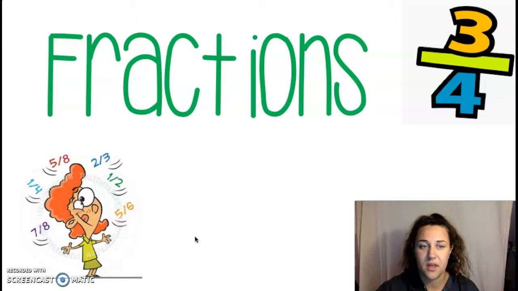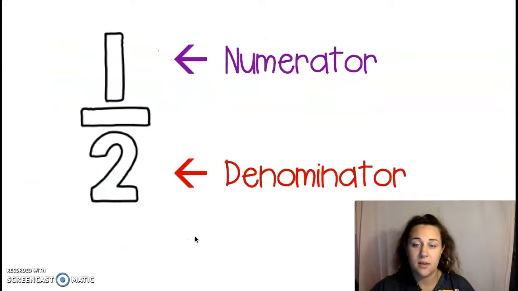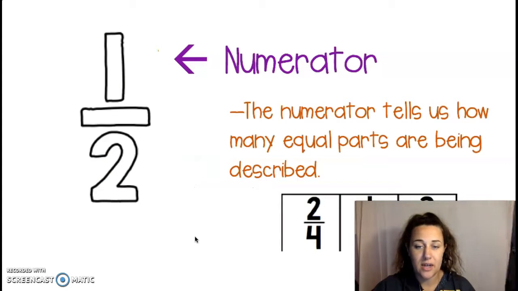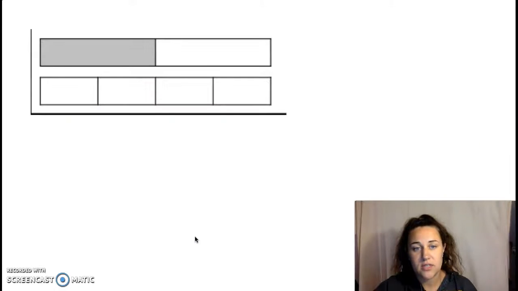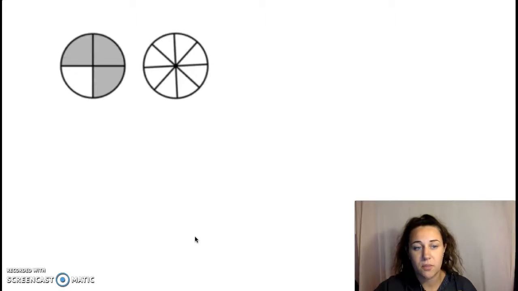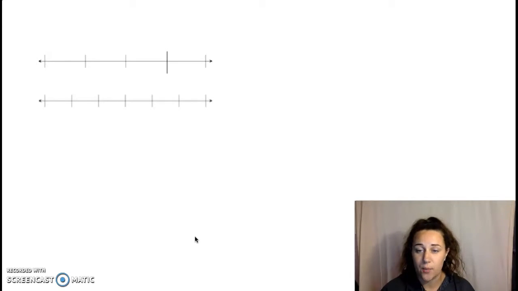So fractions again, friends. We have our numerator on top, our denominator down below on the bottom. Our numerator tells us how many parts we're talking about, and the denominator tells us how many parts are in the whole, all together, how many parts. So we looked at our fraction chart. We've looked at some fraction bars and circles. And today we're going to be looking at number lines. So I have 2 number lines already set up here for us to take a look at.